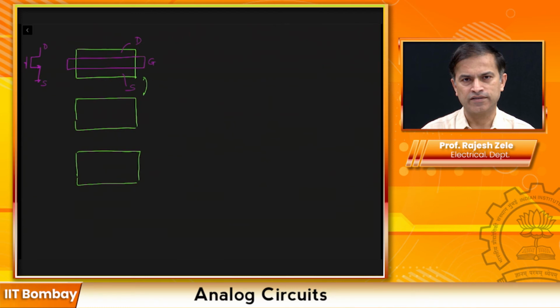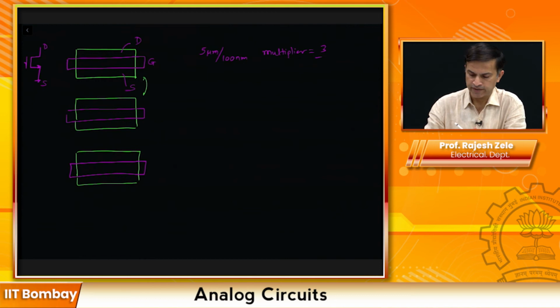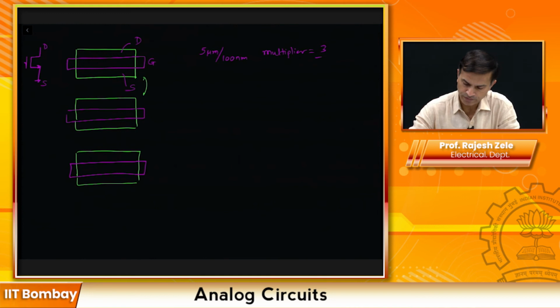However, when you draw the transistor this way, this is called multiplier. So when you write the transistor's size, let's say it's 5 micron by 100 nanometer, you would say multiplier is equal to 3 in this particular case, because we have 3 transistors. Now, there is a way you can have the same effect by combining the transistors together if they share the source and drain regions, and a good way to do that would look like this.